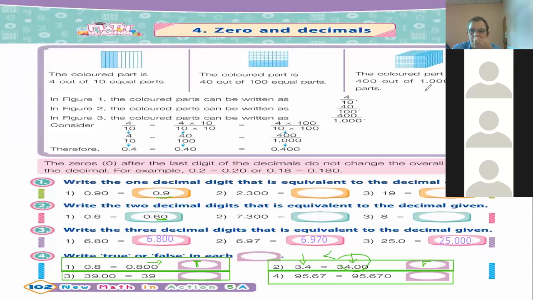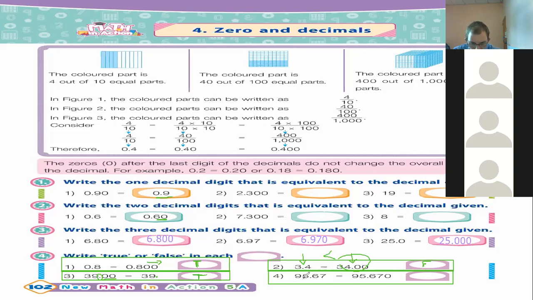Let's look at the decimal point. This one's decimal point is after the 9. This one does not have a decimal point. But where would the decimal point be? After the 9. So 39.00 equals 39. That is true. The number is the same.